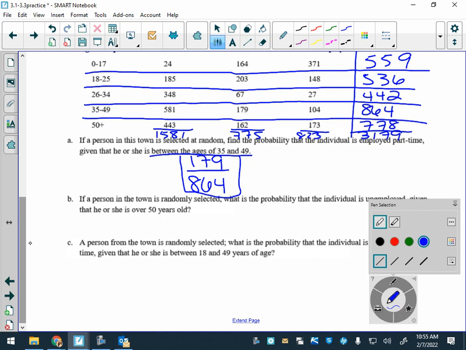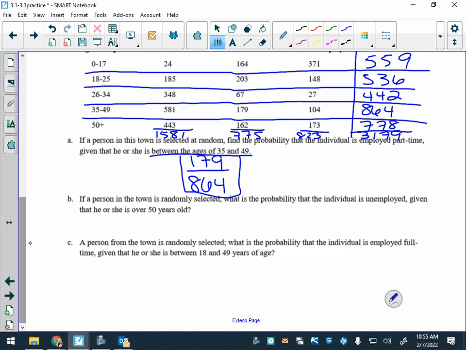Now if we look at B, what is the probability that a randomly selected individual is unemployed given he or she is over 50? John? Perfect. Good. Okay.